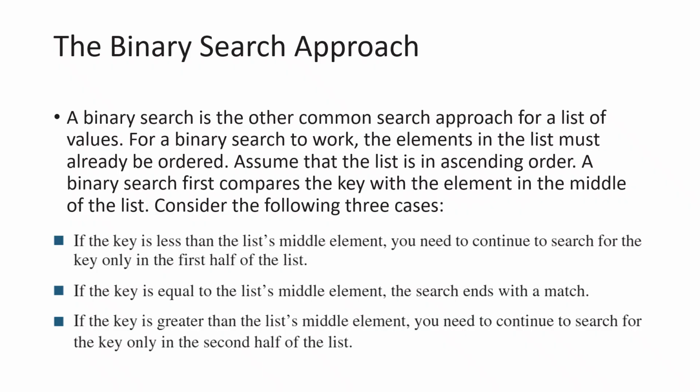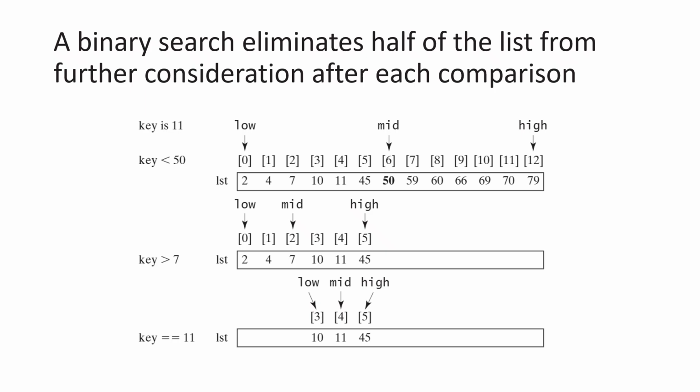If the key is equal to the middle element, yes, the search key is available in that list. If the key is less than the middle element, then you have to continue to search for the key only in the first half of the list. If the key is greater than the middle element, then you have to continue your search in the second half of the list. The binary search eliminates half of the list from further consideration after each comparison.